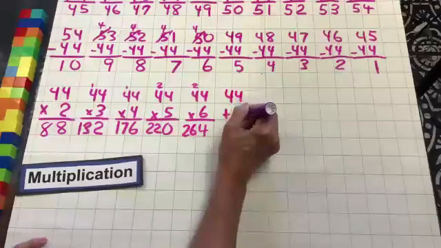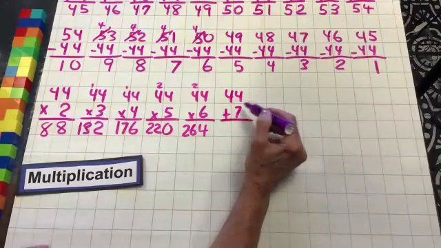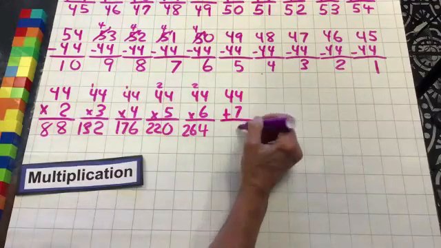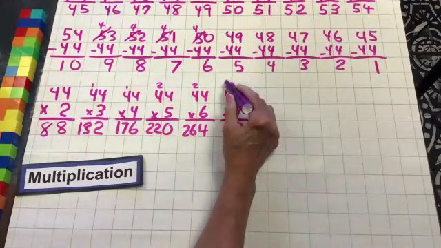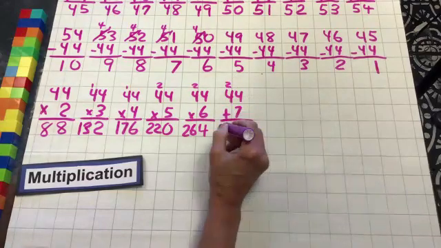44 times 7. This is a great practice because we're starting to remember all this and know it right in our files in our brain. 7 times 4 is 28. Drop the 8, carry the 2. 7 times 4 is 28, plus 2 is 30.